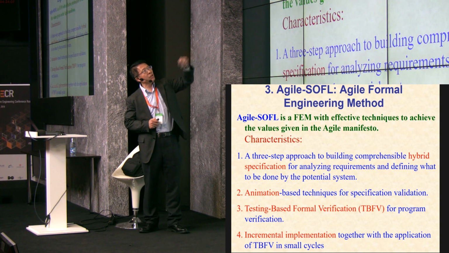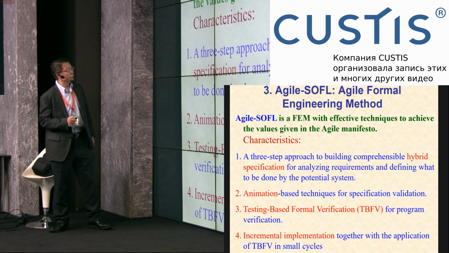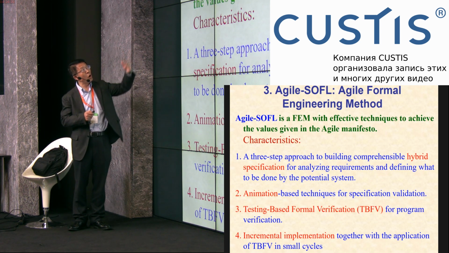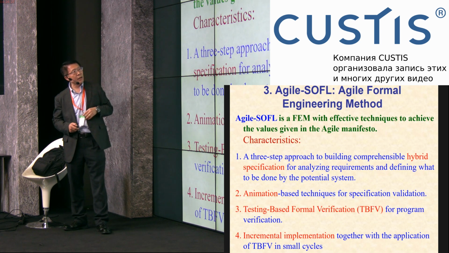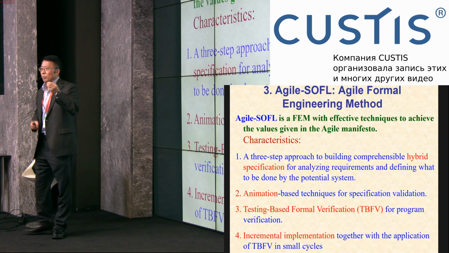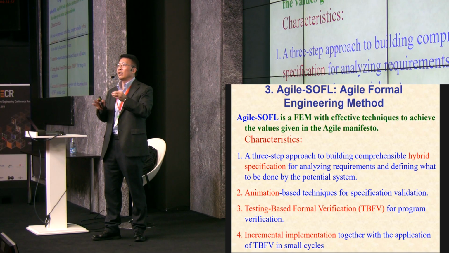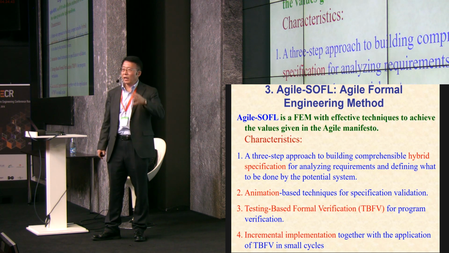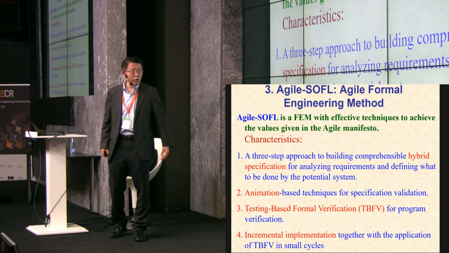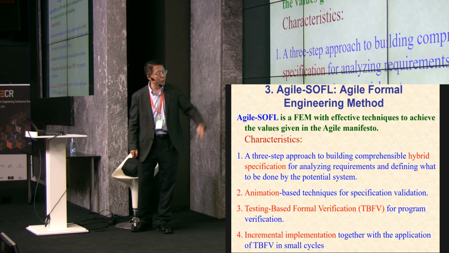So I propose Agile-SOFL. I try to combine Agile with the formal engineering method to propose the Agile Formal Engineering Method. The specific techniques involved in Agile-SOFL include a three-step approach to building a comprehensible hybrid specification. By hybrid specification, I mean a mixture of a semi-formal specification and a formal specification. How to use them properly depends on what kind of application you are developing. And there are some principles to be provided in our steps.